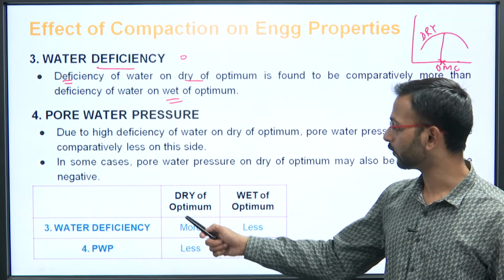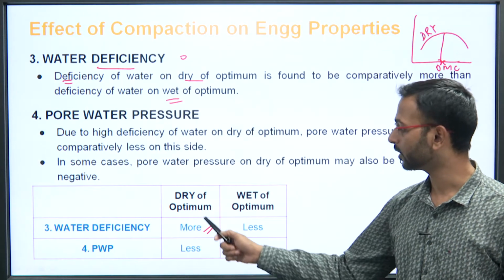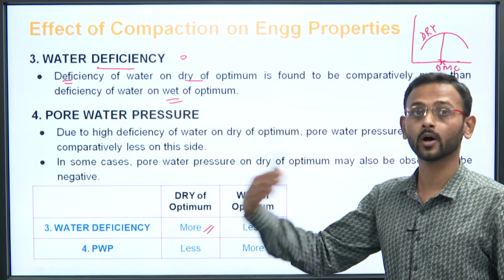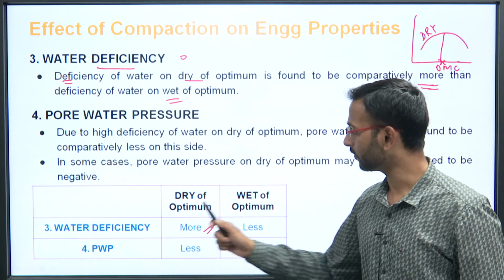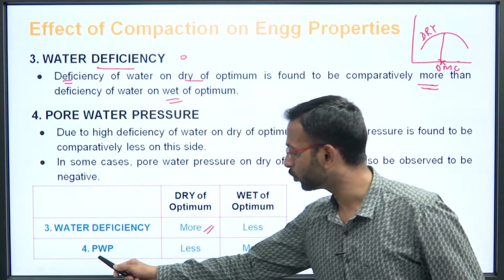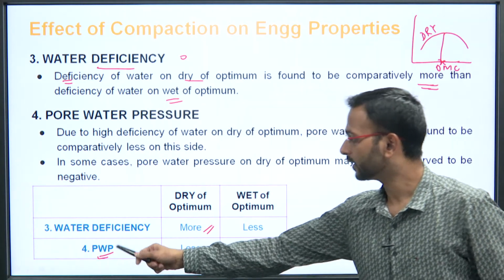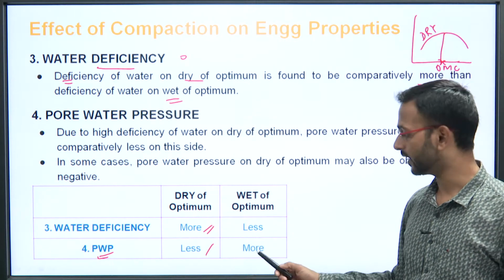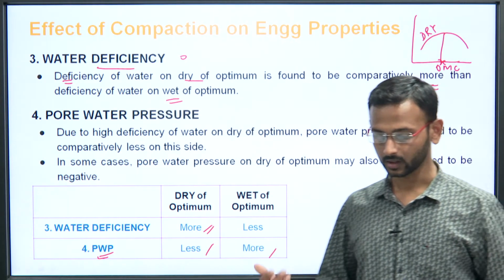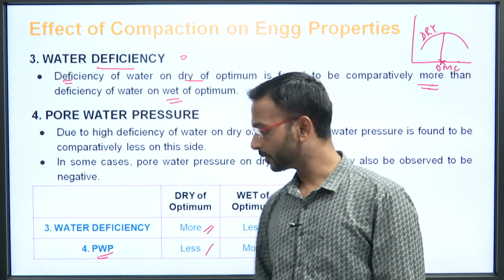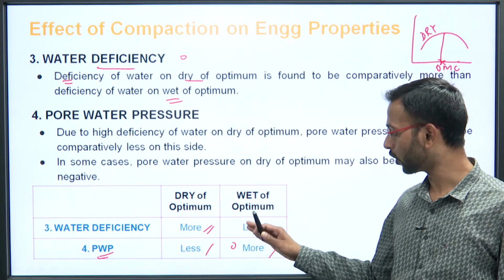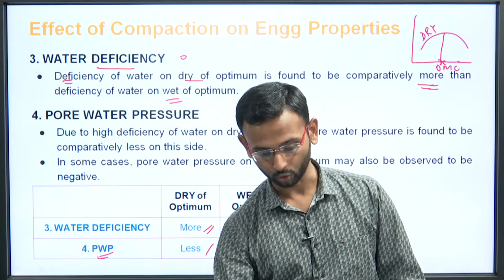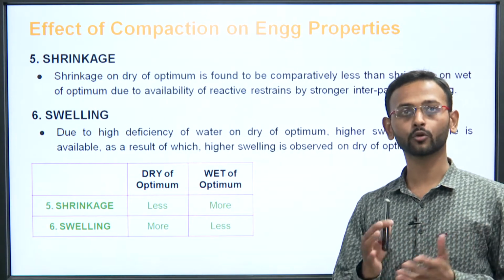So, you can see the water is more deficient on the dry of optimum because the water content is slightly less, and when we talk about wet of optimum, the water deficiency is not as much as in the case of dry of optimum. When we talk about the PWP, I have used a short form here, that is the pore water pressure, on the dry of optimum it is less, and for wet of optimum it is slightly more, because the water will be more here. So, water will be more, so the pore water pressure that will be applied in the soil will be slightly more.